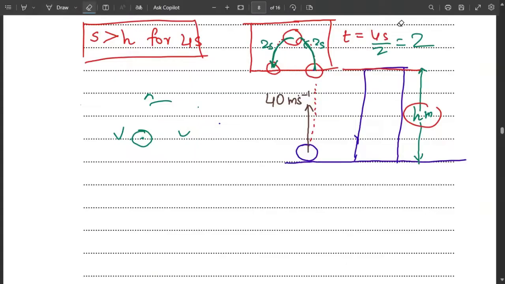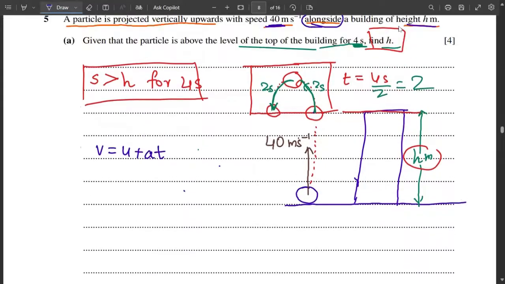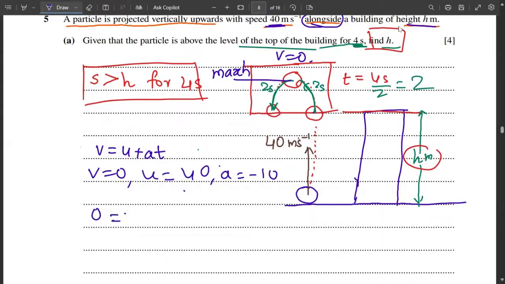Now we'll go ahead. By using V equals U plus AT. And by understanding when the particle is at its peak, that is its max height, its velocity will be 0. So now when the velocity is 0, initial velocity is 40 and acceleration is minus 10. We can find T. 0 equals 40 minus 10t. So the time will be 40 upon 10, which is 4. Therefore, time is 4 seconds.